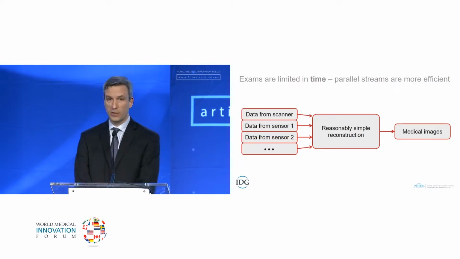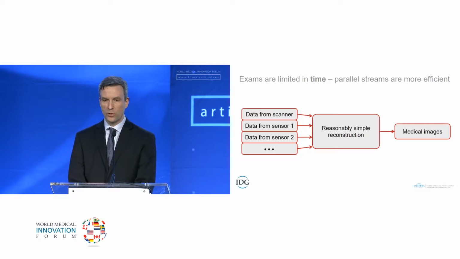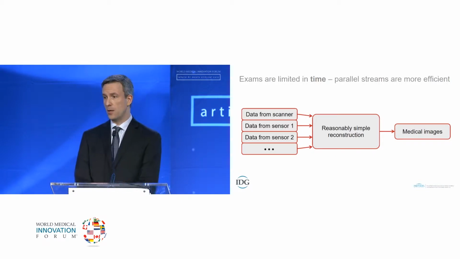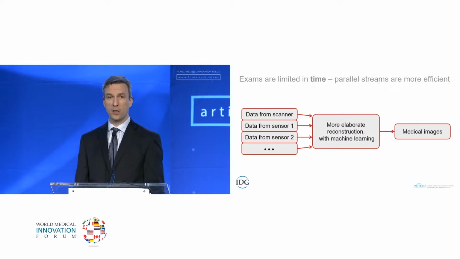Of course, we still want the data from the scanner, but in addition to that, we would want data from a complementary array of sensors. And then to treat this diverse collection of data, we need a more complicated algorithm, and that's where machine learning comes into this project. And the goal is to get images that are better or enhanced in some way.